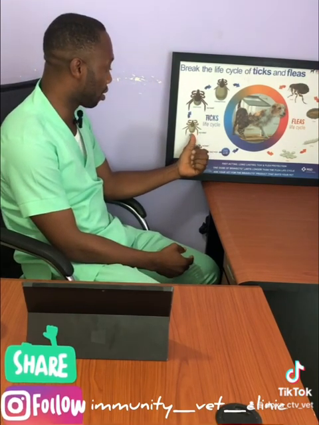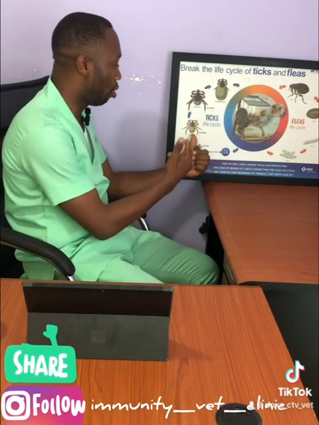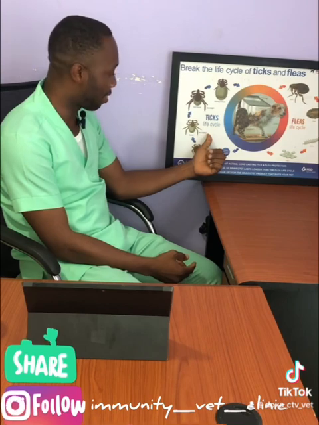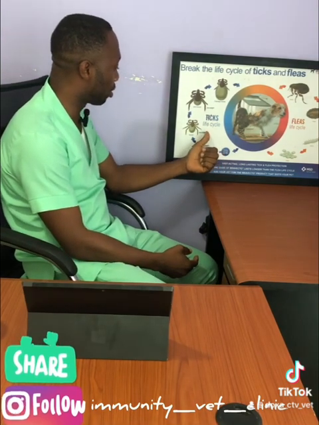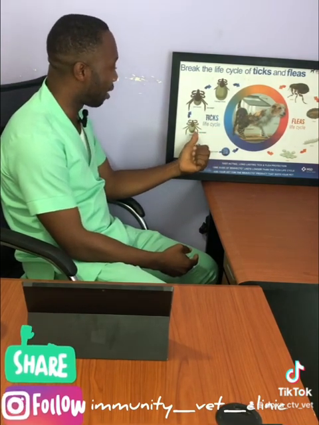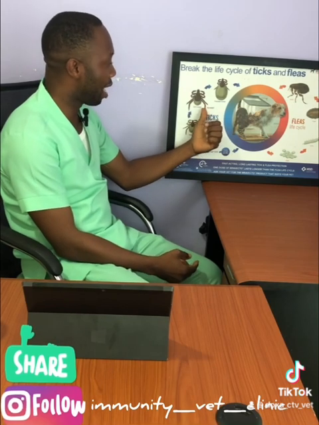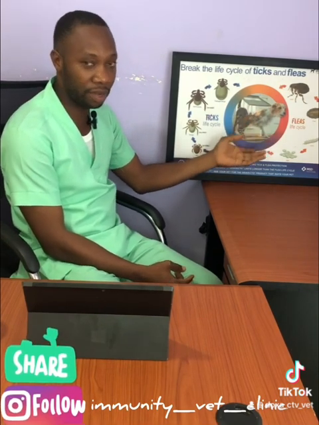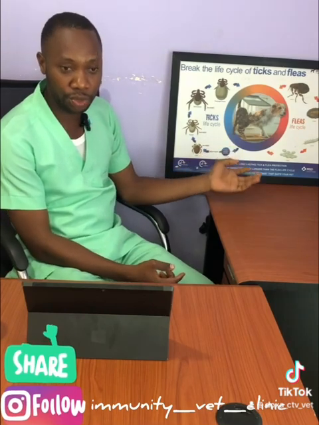The nymph does the same thing, locates a mammal, either a larger rabbit or whatever, and then sucks blood, drops down, and molts to adult. The adult eventually finds its way back to the bigger host, which is your dogs or your cat, sucks the blood, and the cycle continues.